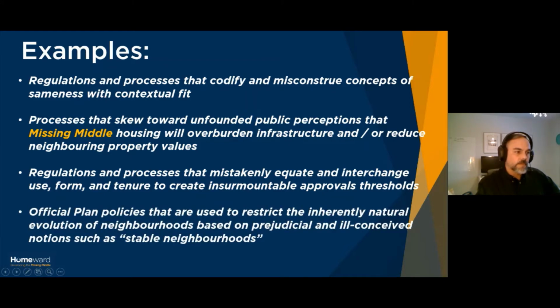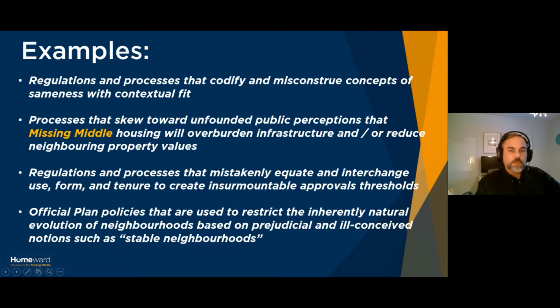We also have official plan policies that use and restrict the inherent natural evolution of neighborhoods based on prejudicial and ill-conceived notions such as stable neighborhoods. That's something that fellow planners, and I am a registered professional planner, and I've been speaking about this since I've started to see this evolve more and more over the past few years.